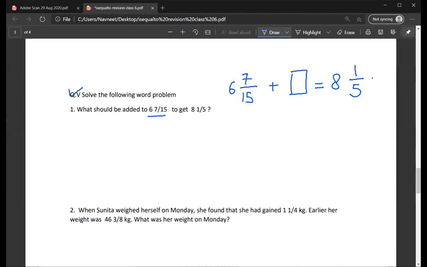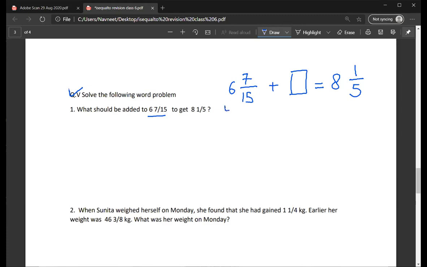So first we have to subtract 6 7/15 from 8 1/5. Now, while subtracting, what number should I write first? Should I write 8 1/5 or should I write 6 7/15? So 8 1/5.